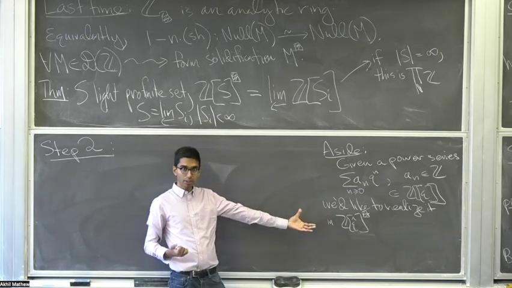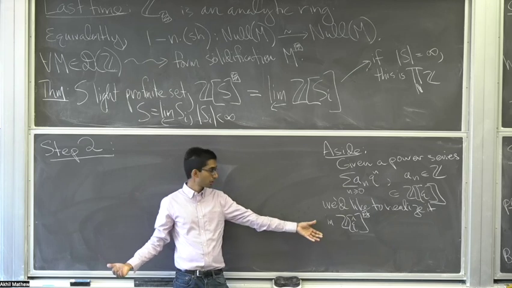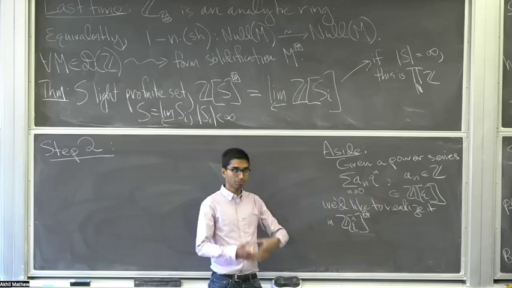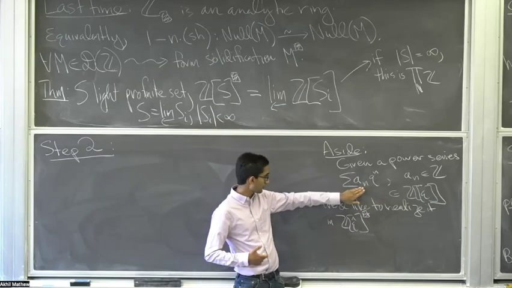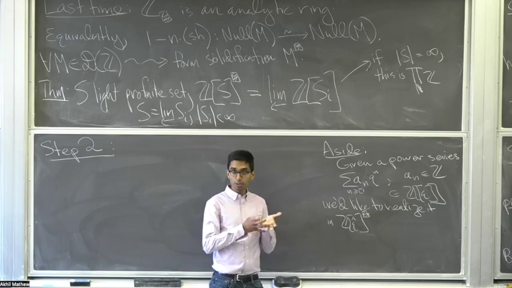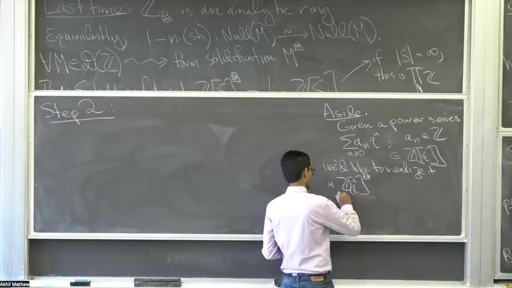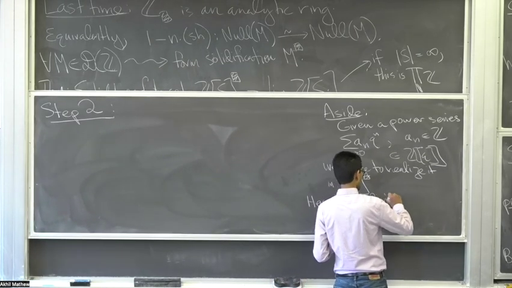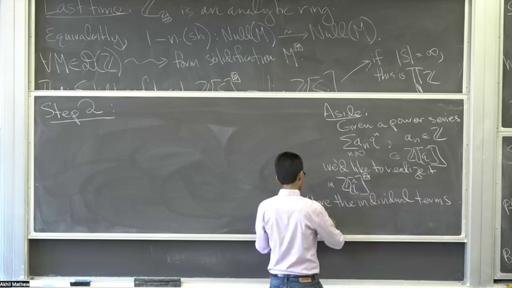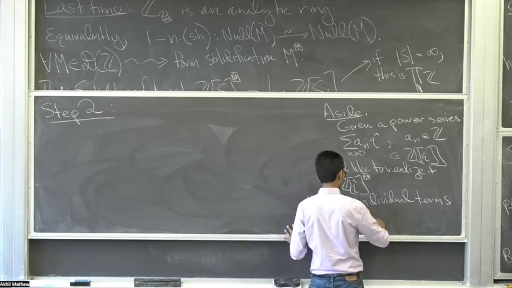Now the whole point of solidity is that whenever you have a sequence that converges to 0, you're supposed to be able to sum it. So you're supposed to be able to think of this as the sum of a sub n q to the n in the solid sense. The individual terms, a sub n times q to the n, belong to Z brackets q hat. But the problem is they don't converge to 0.